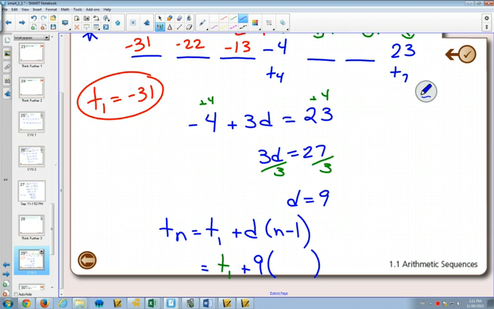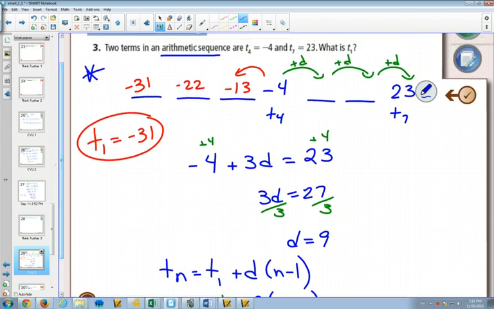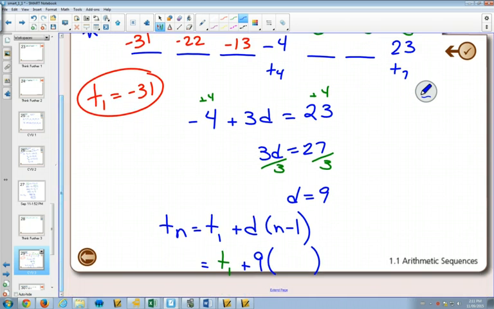Now, if we look at what we had in the question, can you see that they told us term 4 and they told us term 7? So you can choose either to use term 4 or term 7, and it won't matter. It'll give you the same answer for term 1, whichever one you use. So if you decide that I want to use term 7 because it's a positive number and I make more mistakes with negative numbers, then what you would do is you would put in 23 because that's term 7, and then for n, since we're using term 7, put in 7 minus 1.